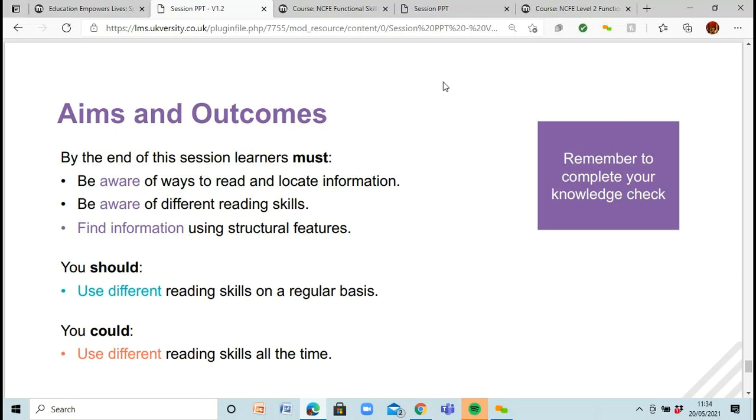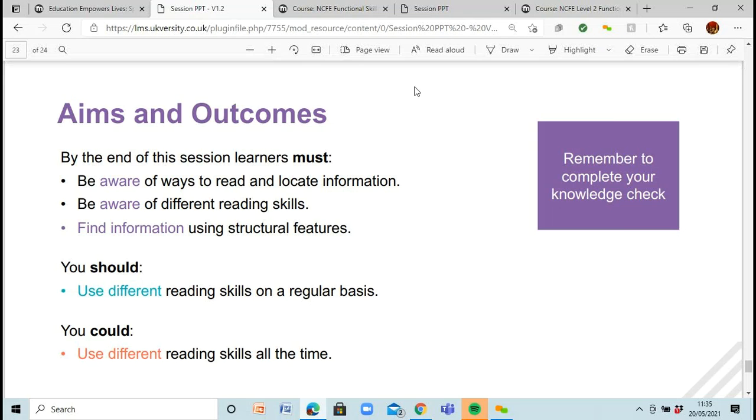To be honest, you probably are using a lot of different reading skills without even realizing it. Even when you're reading your messages or your emails or you're picking up a book, you're using a lot of skills. You might be skimming and scanning through them. You might be looking really quickly. You might be distracted by family or a noisy environment, so you're just quickly having a scan through something. So you will be doing this without even realizing it.